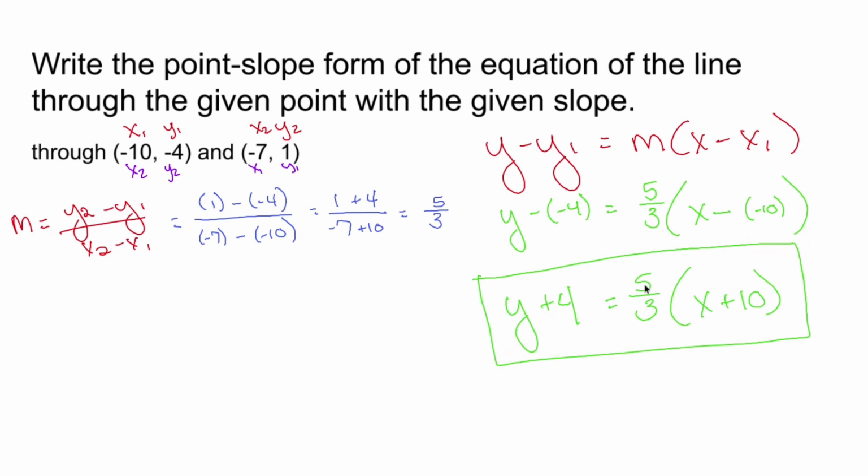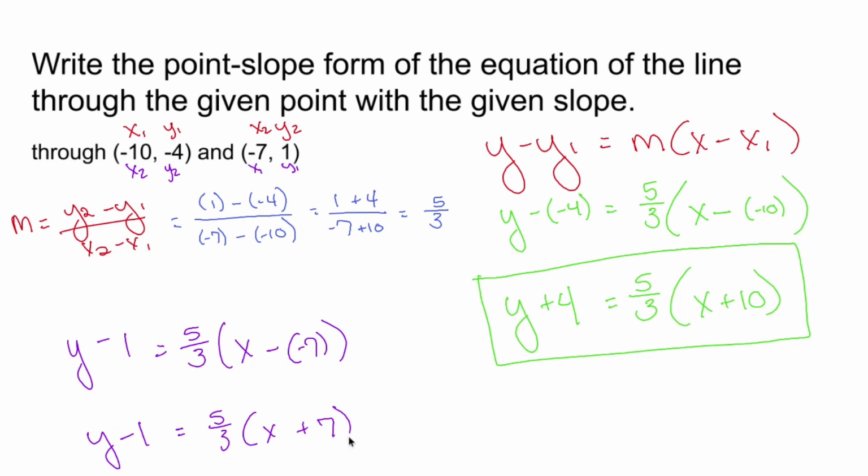So if you were to do this guy, and if your friend were to, for whatever reason, flip this around, and they would write out this, so maybe let's just say that they did that, and you did y minus, and instead of y sub 1, they did 1 equals the same m, 5/3, parentheses, x minus negative 7, and then they clean it up to make it look like this, y minus 1 equals 5/3, x plus 7. It's still the same answer.